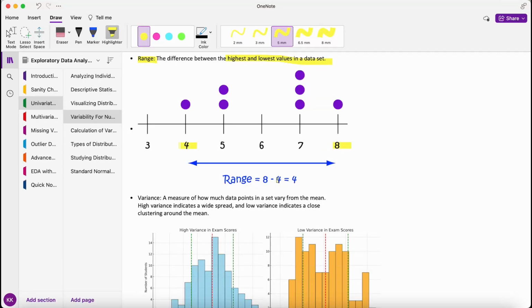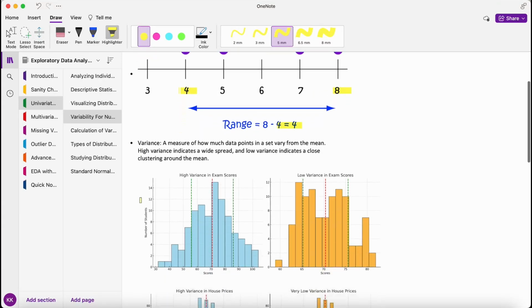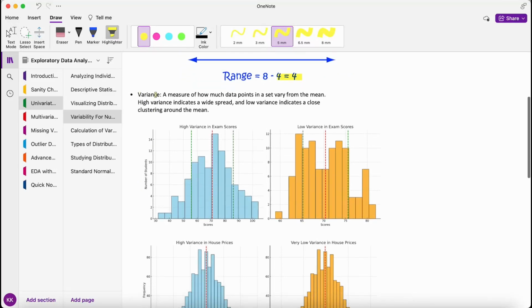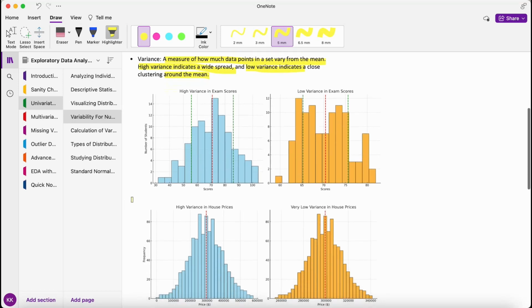Next, we come to variance, which is a bit more complex. Variance measures how much each data point differs from the mean of the dataset. A high variance indicates a wide spread of data, suggesting that the values are quite different from each other and the mean, while a low variance signifies that the data points are closely clustered around the mean. For instance, if we compare exam scores with high variance to those with low variance, we see in the histograms a broad spread of scores across the range for high variance and a concentration of scores around the mean for low variance.